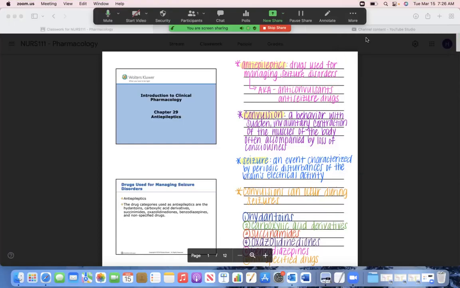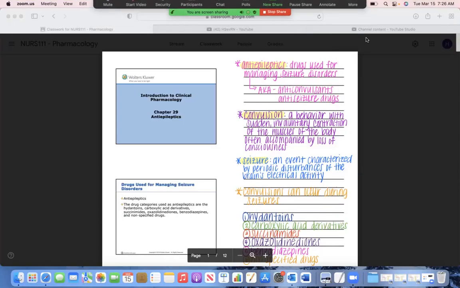Okay, anti-epileptic drugs. So anti-epileptic drugs are drugs that are used for seizures, right? Used for managing seizure disorders. They might also be called anticonvulsants or anti-seizure drugs, anti-epileptics. So let's start by differentiating between a convulsion and a seizure.